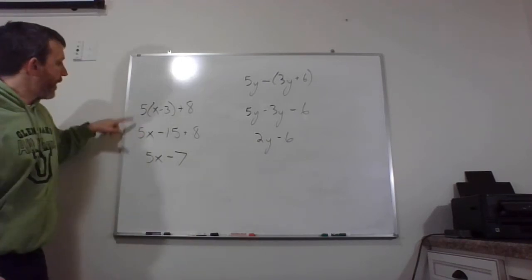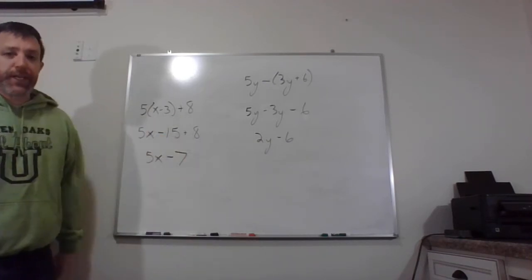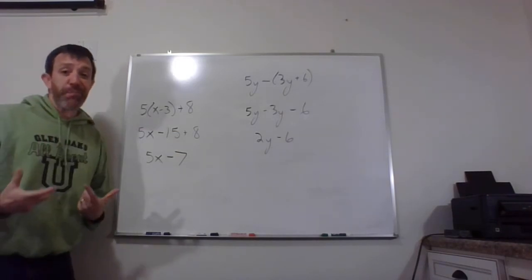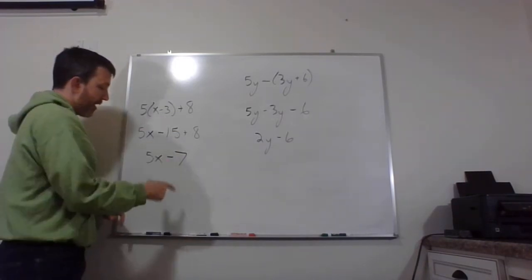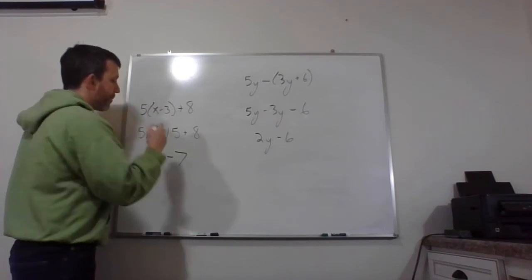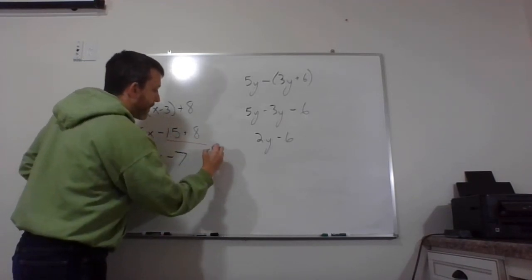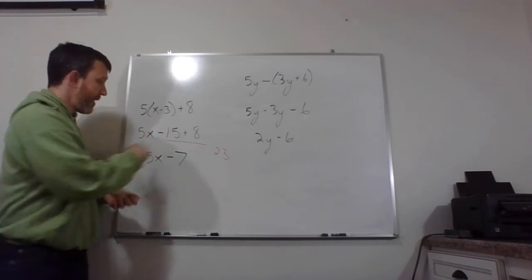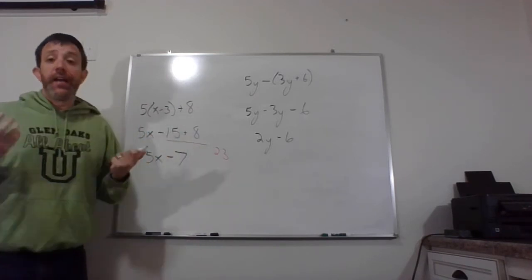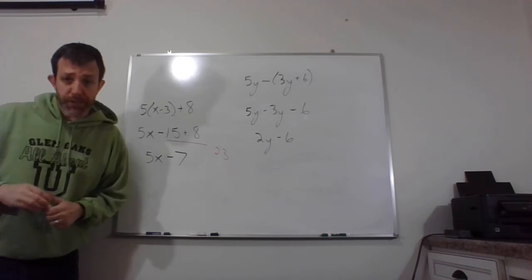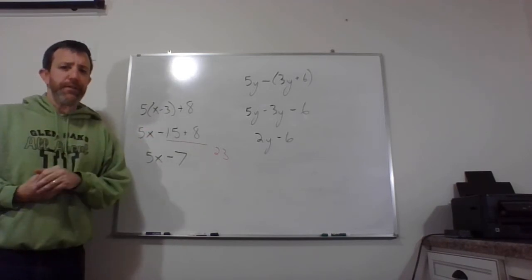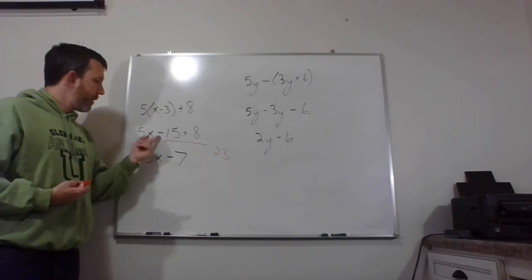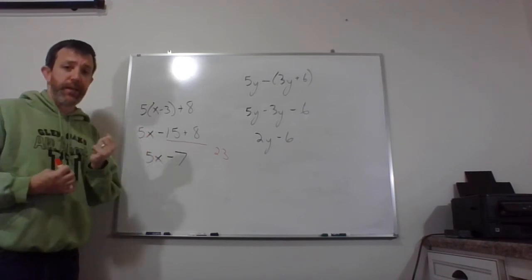All right, anyway, so I get to here, 5x minus 15 plus 8. Now, the big thing that happens here sometimes, I will frequently see people go, oh, 15 plus 8, that's 23. I get that. I can see it. 15 plus 8, and that's 23. Unfortunately, what's in front of that 15? It is a minus sign.